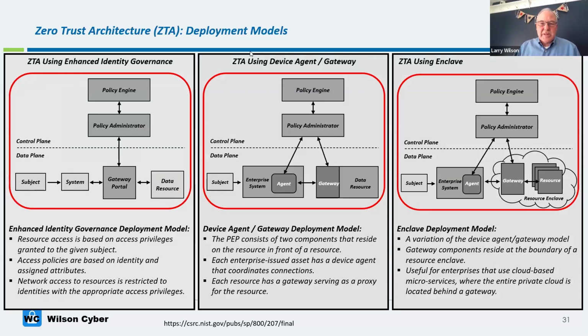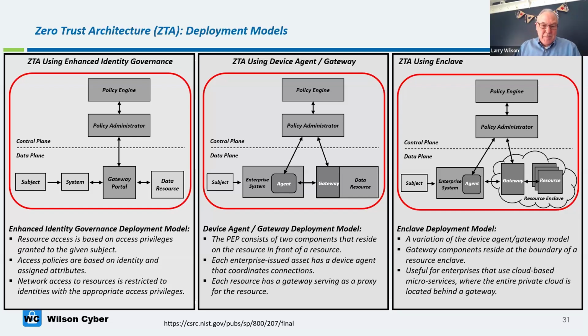These are the three models that have been developed by NIST. We have zero trust including enhanced identity governance, where the policy engine and policy administrator look just like the previous diagram. Resource access is based on access privileges granted to the given subject. We have zero trust using device agents and gateways. So we have an agent in the enterprise system that the subject accesses and a gateway at the data resource, which is the recipient of the connection.